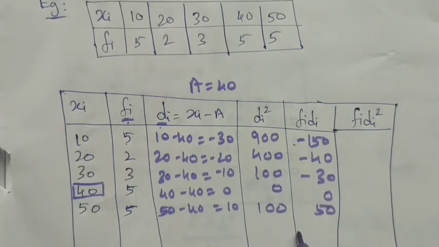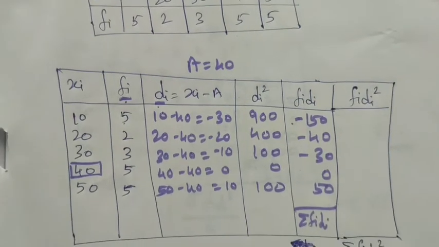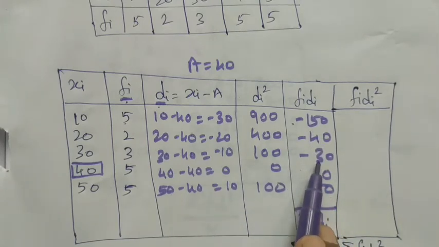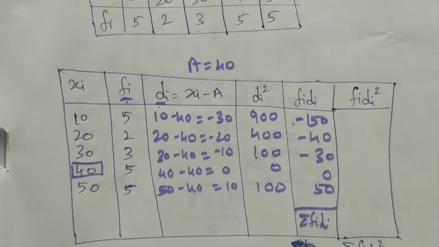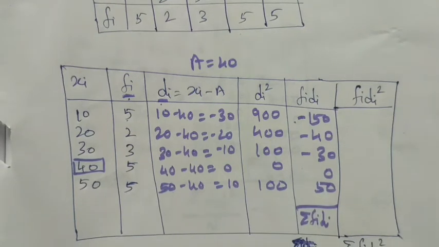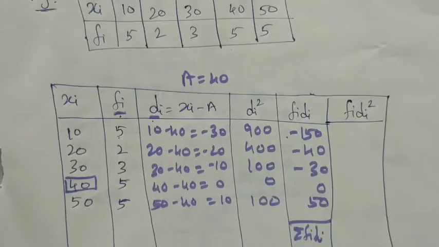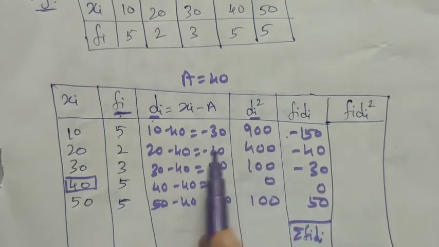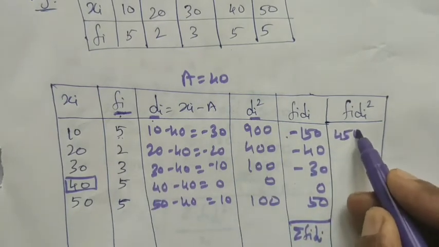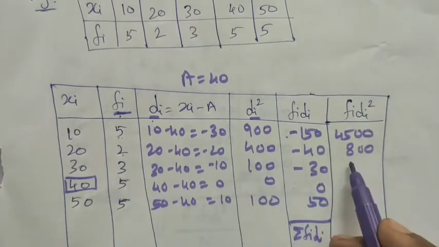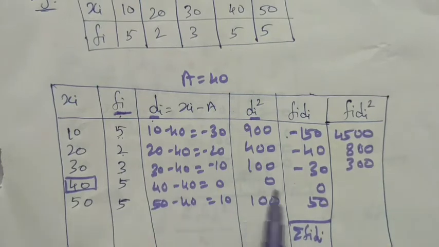Now we have to find the summation of fi di, the sum of these terms. 150 plus 40 is 190, 190 plus 30 is 220, and 220 minus 50 means we get minus 170. Minus 170 is the sum of the values. Now we have to multiply fi and di square. 9 5s are 45, then 2 4s are 8, then 3 1s are 3, 5 into 0 is 0, and 5 into 100 is 500.